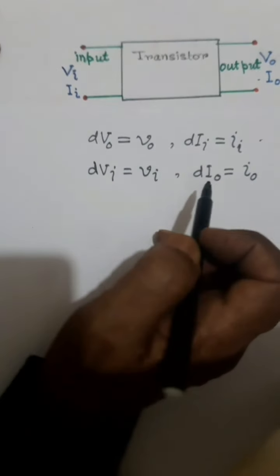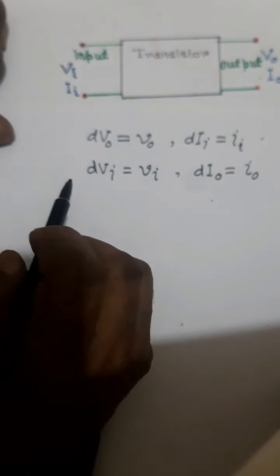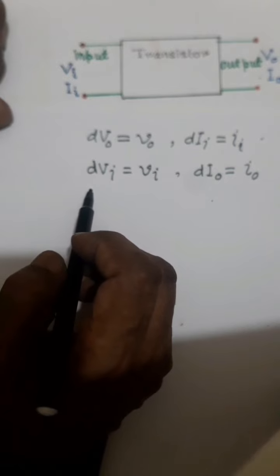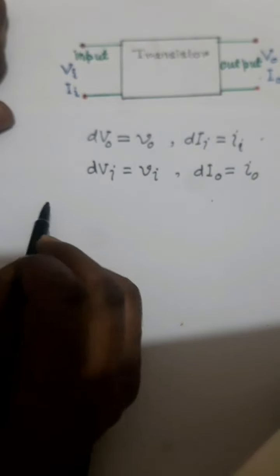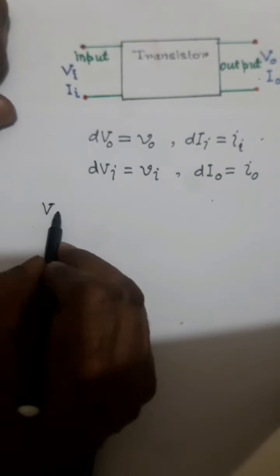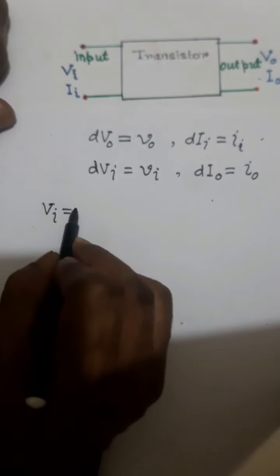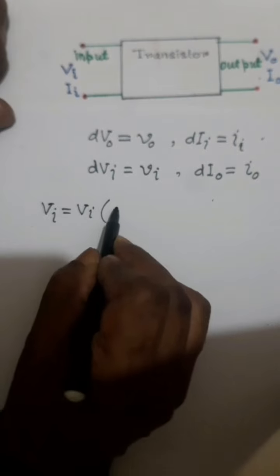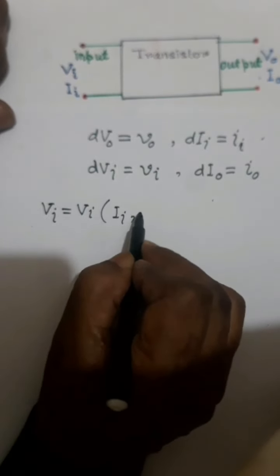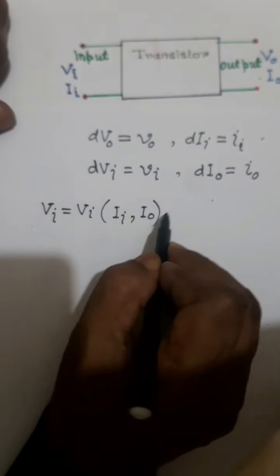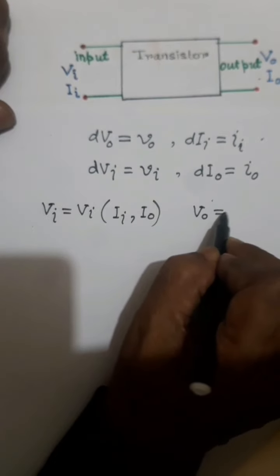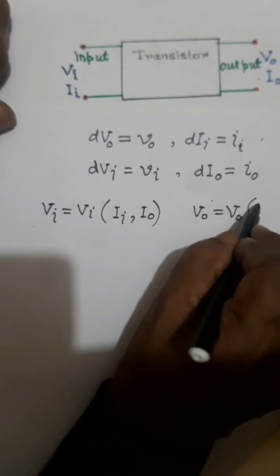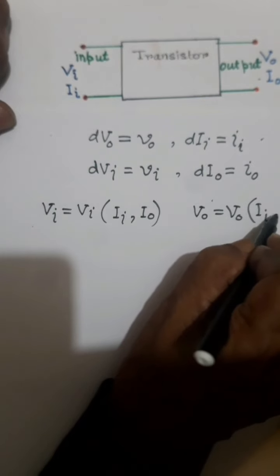For impedance parameters, that is Z parameters, the voltages are taken as functions of currents. That is, input voltage Vi is a function of input current Ii and output current Io. Similarly, the output voltage Vo is a function of Ii and Io.